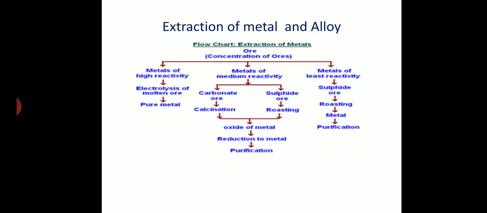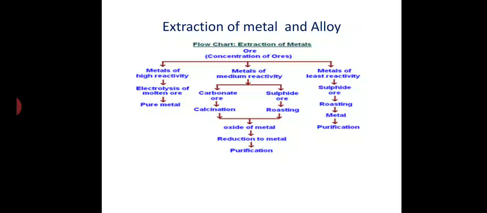What about low reactive metals? These metals are obtained just by heating. For example, cinnabar. Cinnabar is the ore of mercury, HgS, and it is heated with oxygen or roasted with oxygen. It gives mercury oxide. On further strong heating, it decomposes mercury oxide to form mercury and oxygen, right.